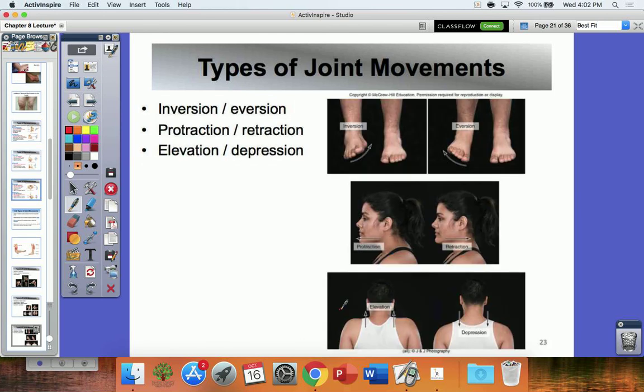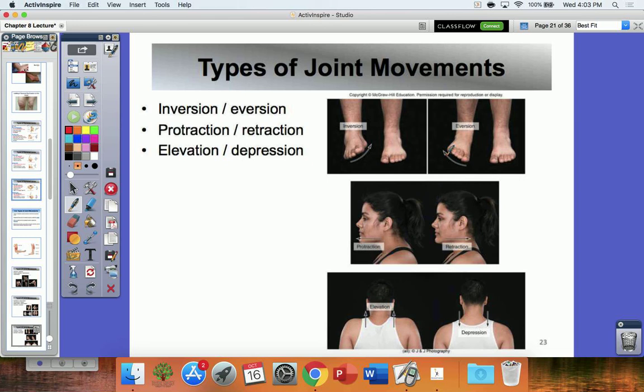Next, inversion and eversion, all about the foot. We're inverting the foot towards the midline. That's inversion. In means inside. E means out. So eversion, turn it towards the side of the body, or the lateral side of the body, or lateral region of the body.